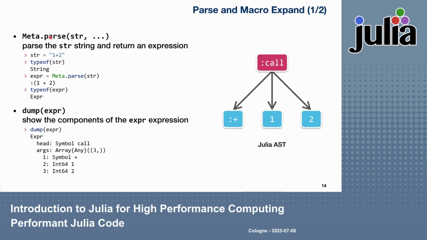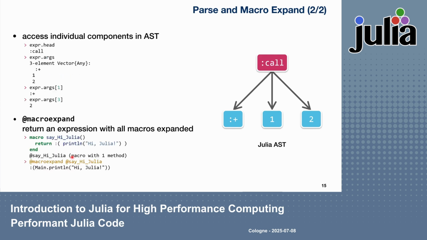And then after doing this parse, you will see that 1 plus 2 is something like this tree, the so-called abstract syntax tree. This is a call with an operator, which is plus, and 2 operands, 1 and 2. So very simple. And you can also dump this expression to symbols. As you can see here in the output, this is a text representation of this Julia AST.